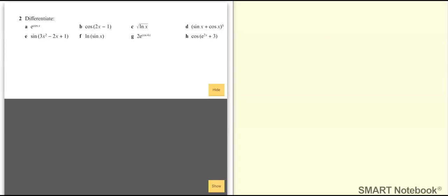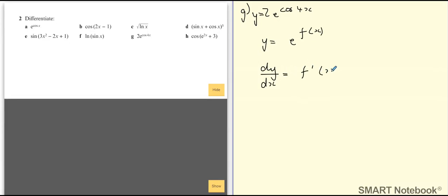So let's have a look at G. So we've got essentially y equals 2e to the cos 4x. Now, we said yesterday that if we've got y equals e to the f of x, the differential of that is f dash of x e to the f of x.